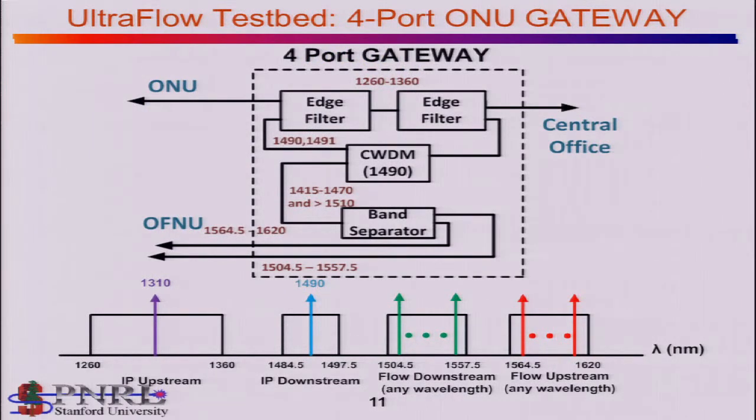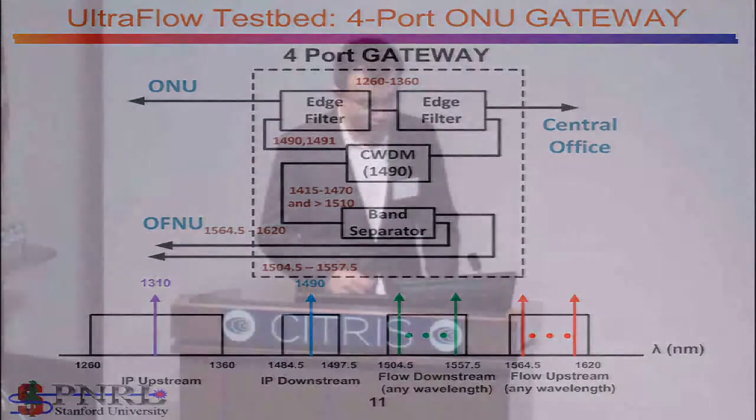Here are the design details for 4-port ONU gateways. So as you can see, it separates the operating waveband of the IP channel at 1310 and 1490 from the C-band used by the flow channels. And if we have only very simple transceivers, then the 4-port gateways can also separate the upstream and downstream flow transmissions. But given more sophisticated transceivers, we can combine these two and use a 3-port gateway to provide full flexibility, full access to the whole C-band.